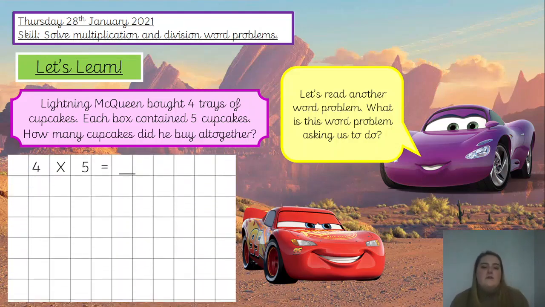So you've looked at that information and we've got the parts, but we need to find the total. And that's what we're doing when we're multiplying. We are multiplying parts to find the total. So I've got 4 times 5, because we've got 4 trays with 5 cupcakes in each.